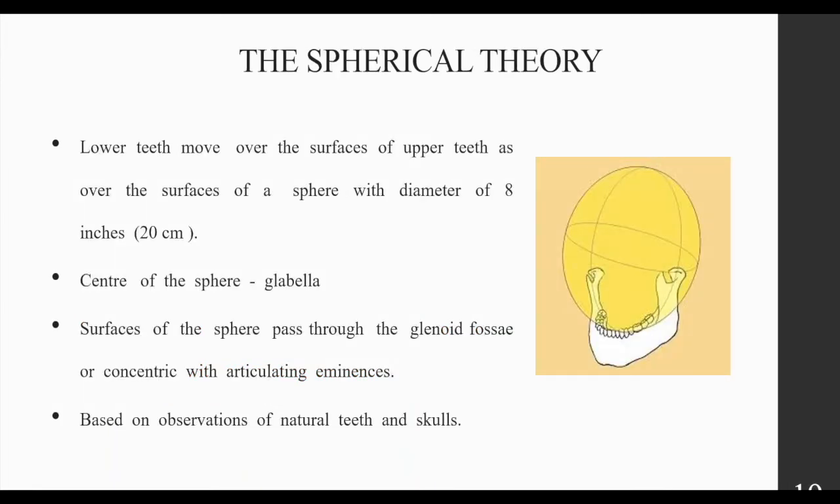Coming to the spherical theory, here the lower teeth move over the surface of the upper teeth as the surface of a sphere with a diameter of 8 inches, the center being the glabella. And the surface of the sphere passes through the glenoid fossa or is concentric with the articular eminences. This was based on observation of natural teeth and skulls.